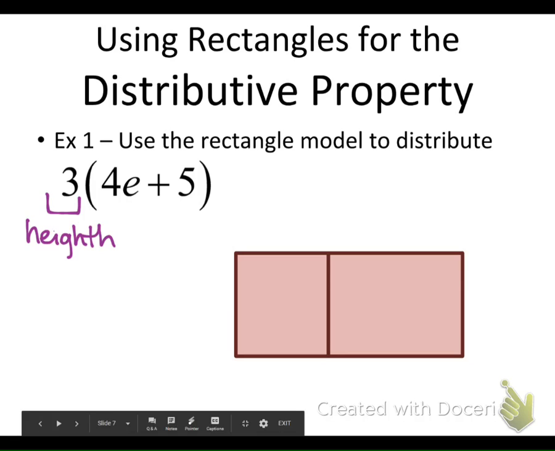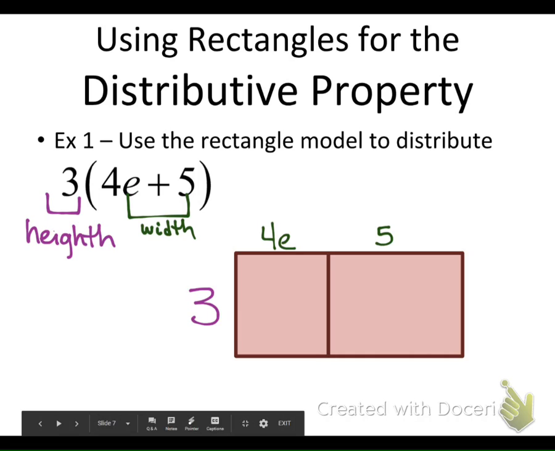So what's the height? 3. My second group of numbers then is going to represent what? The width. And you're going to keep them in order. So what comes first here? 40. So that's going to be my first width. Okay, so then what's my second width going to be? 5.